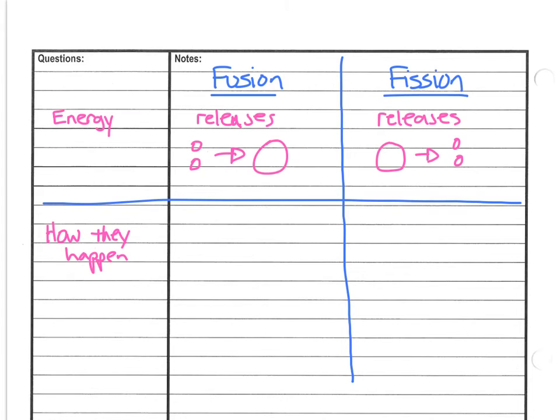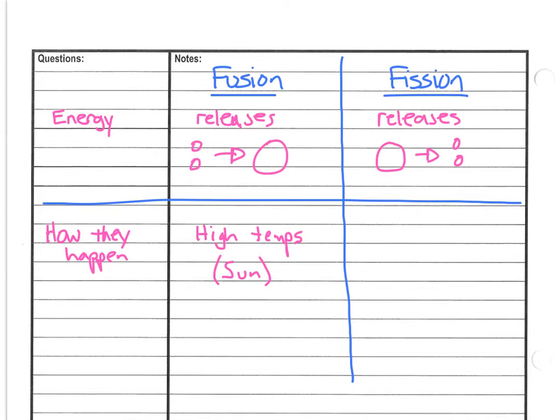So fusion happens when little pieces come together to make a big piece, and what's necessary for that to happen is high temperatures, like the sun. Fusion happens in the sun. It's a very high temperature, lots of gravitational forces pulling everything together, lots of pressure in there. This happens just fine on its own in the sun.